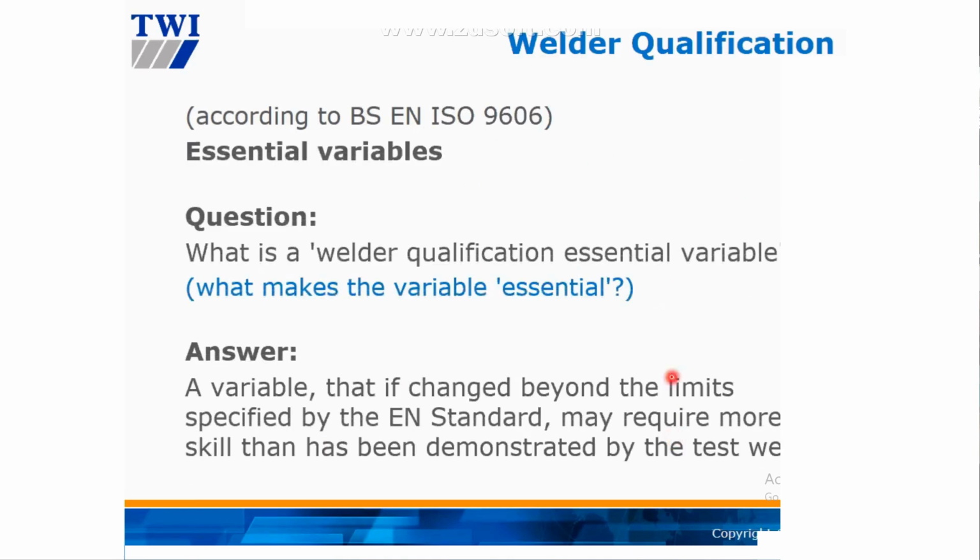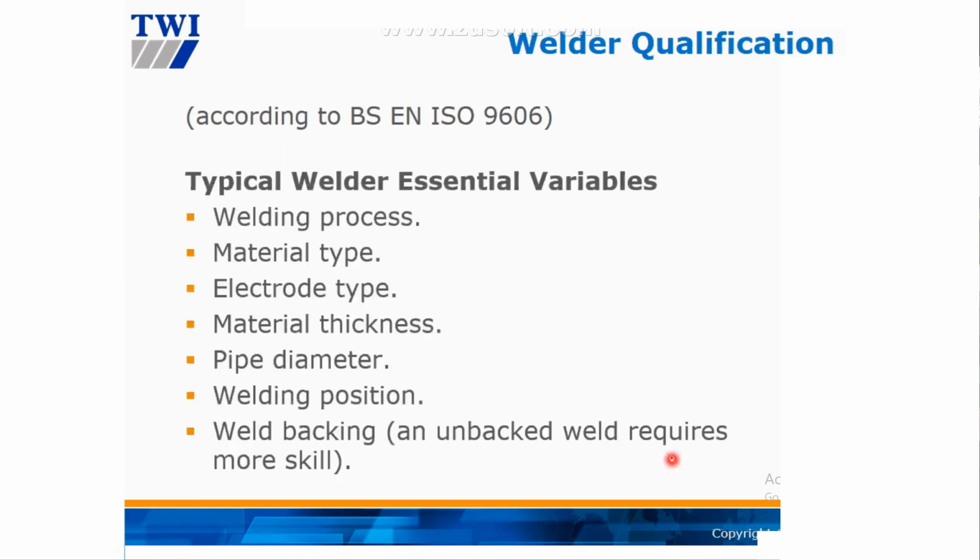So what is an essential variable for a welder? It's a variable that we change beyond the limits specified by the standard, which requires more skill, or we can say more difficulty. For example, you test a welder in 3G vertical up, but during production, the supervisor asks the welder to do 6G. That cannot be done, because 6G is more difficult and needs higher skill. He's not qualified. So those are the essential variables for a welder: welding process, material, thickness, pipe diameter, and position.